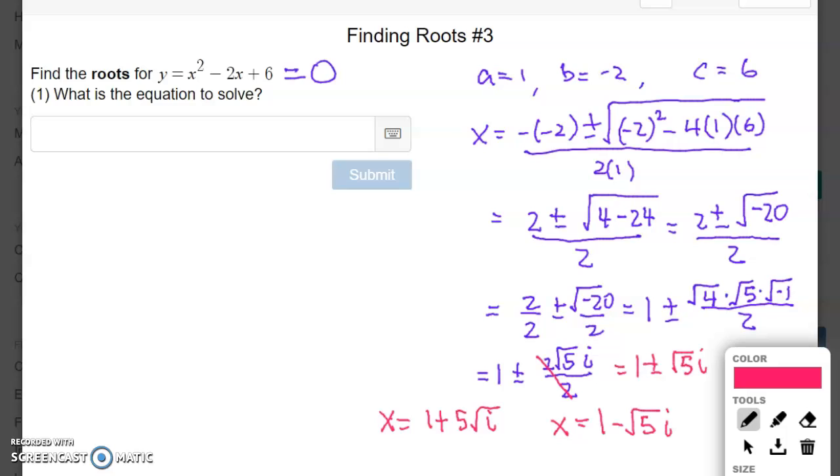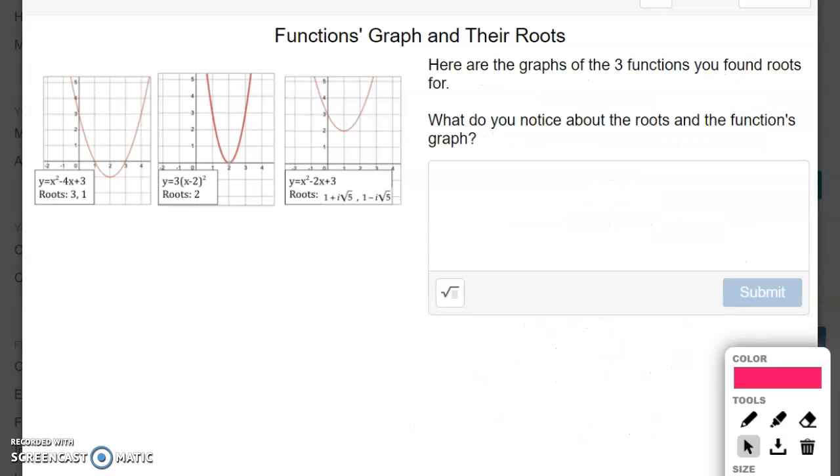Okay, so I have two complex solutions. I do not have any real solution. I have two complex solutions here. Okay, so here are the graphs of the three functions you found roots for. This is the very first one where we walked you through all the steps. This is the second one, and this is the third one. Look at the graphs. What do you notice?